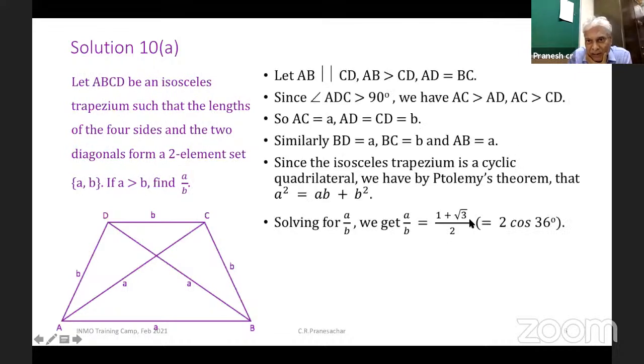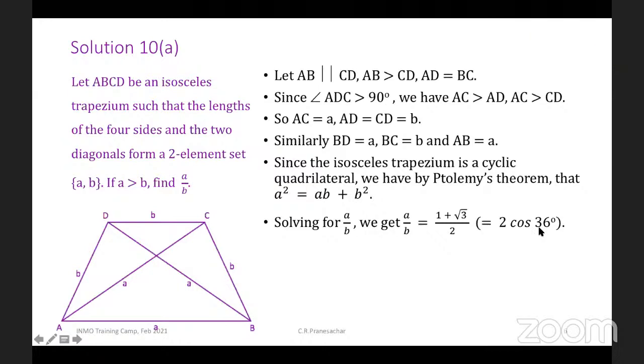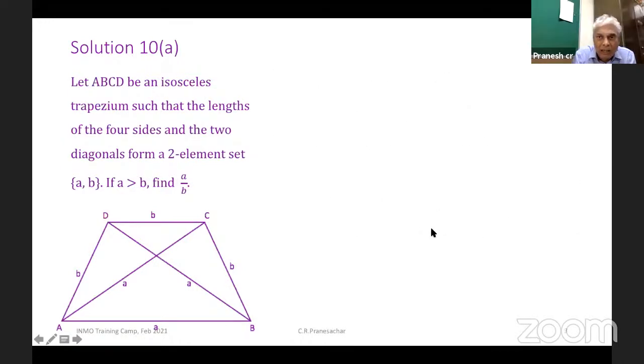I think there is a small error. It's not root 3, it is root 5, 1 plus root 5 by 2, because actually it's 2 cos 36. You are aware that cos 36 is root 5 plus 1 by 4? Yes. So the ratio will be root 5 plus 1 over 2.